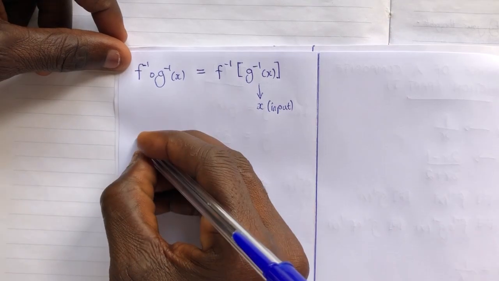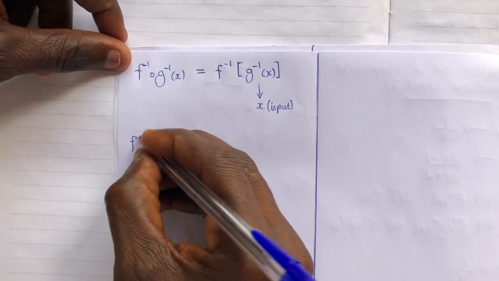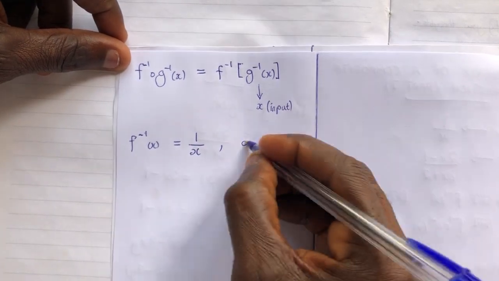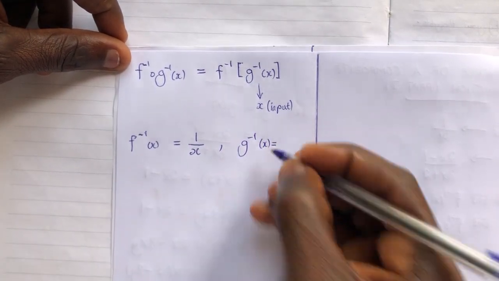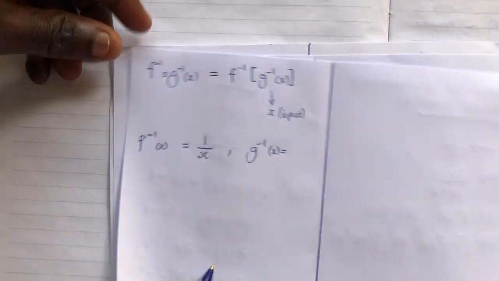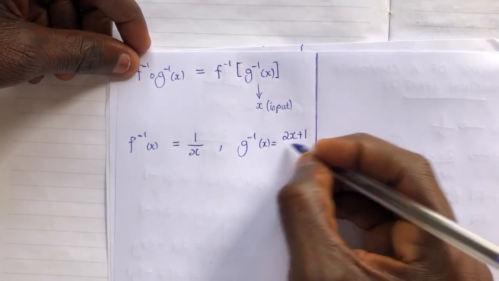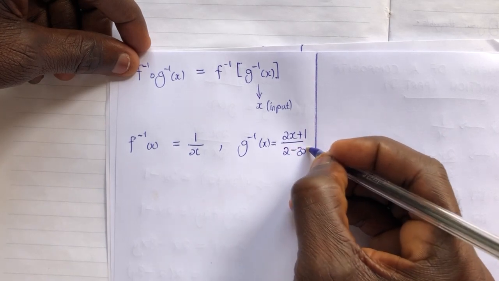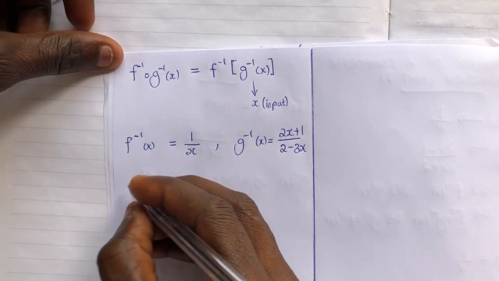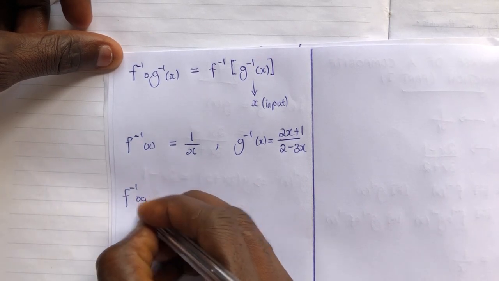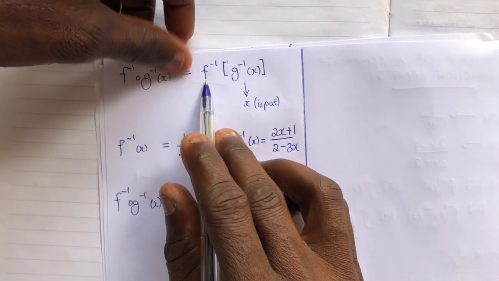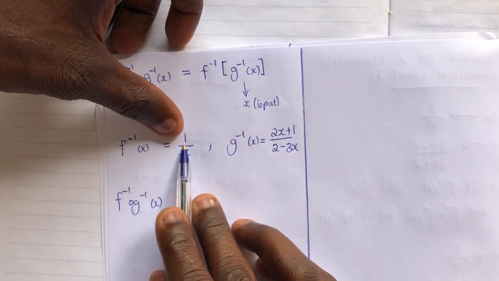We know that during our first calculation, our f inverse of x was equal to 1 out of x. Then our g inverse of x was equal to 2x plus 1 out of 2 minus 3x. So this is our function. So therefore we can write our f inverse of g inverse of x will be equal to, now we go here, what is our outer function? f inverse.